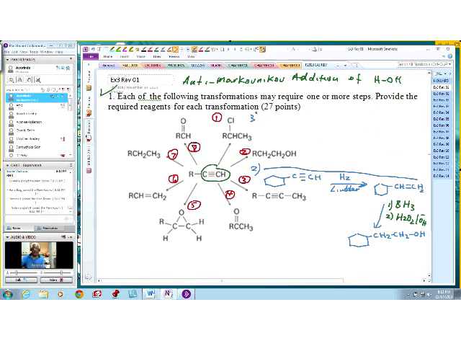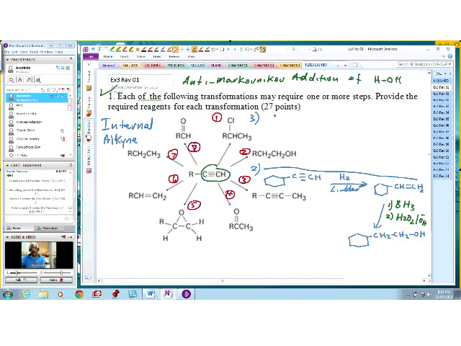Now let us do 3, which is this here, going from a terminal alkyne to an internal alkyne. In other words, we are going to form a new carbon-carbon bond, adding a methyl group to this carbon here. Okay. What reagent do we need to do this?